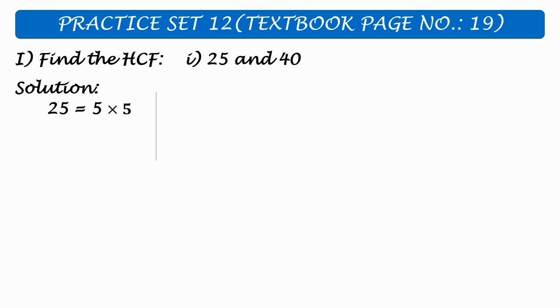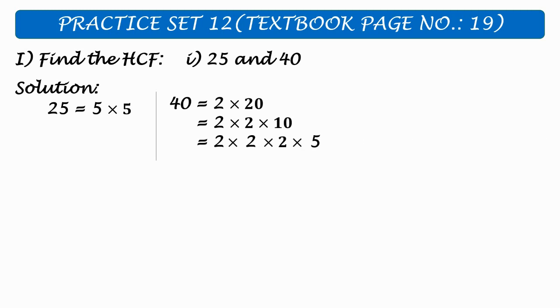And now the prime factors for 40. We know that 2 and 20 are the factors of 40. So we will be writing 2 multiplied by 20. Further, we will be factorizing 20. We know that the factors of 20 are 2 and 10. So we can write it as 2 multiplied by 2 multiplied by 10. Now further, 10 has to be factorized. We know that the factors of 10 are 2 and 5. So the product form of 40 with the prime factors will be 2 multiplied by 2 multiplied by 2 multiplied by 5.